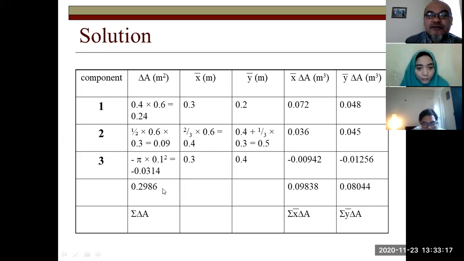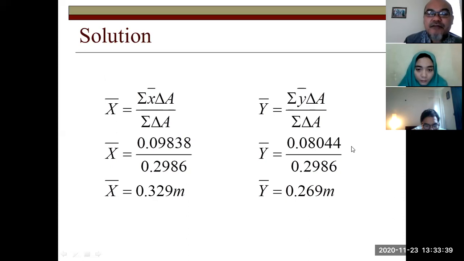Then the sum of delta A, sigma delta A, is the sum of these plus this negative one. We obtain 0.2986. The sum of x bar delta A is this part, we obtain 0.09838. The sum of y bar delta A is this part, we obtain 0.08044.